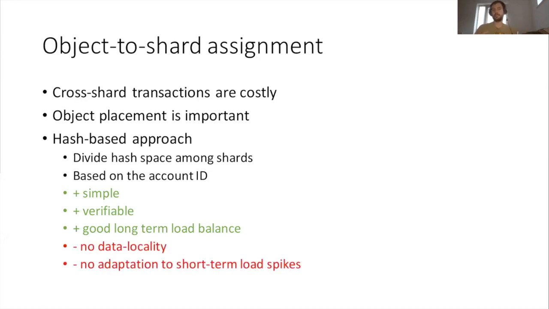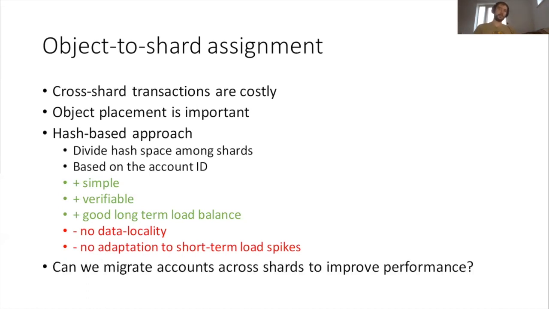However, we have problems with data locality. You can imagine that we'll probably have a lot of accounts that interact quite frequently but are placed in different shards, creating a lot of costly cross-shard transactions. The other problem is no adaptation to short-term load spikes. Because this assignment is static, we cannot migrate accounts, so we cannot compensate for any load differences that we experience.